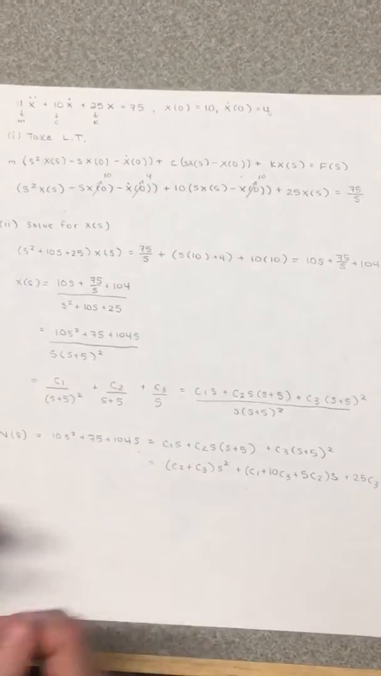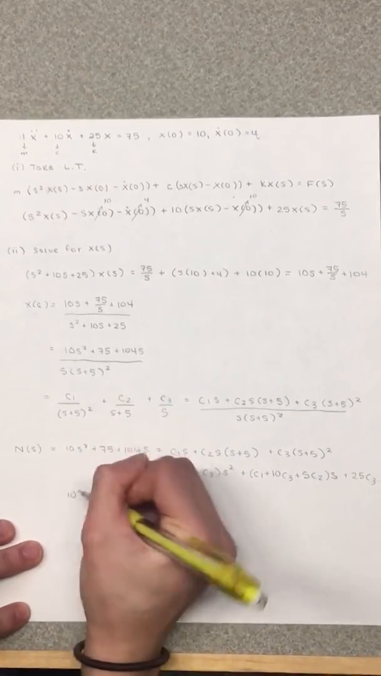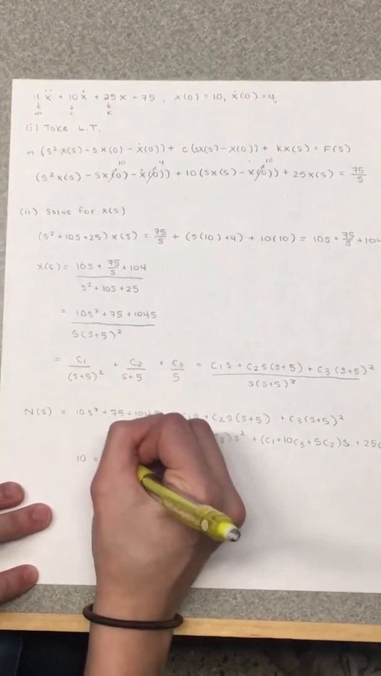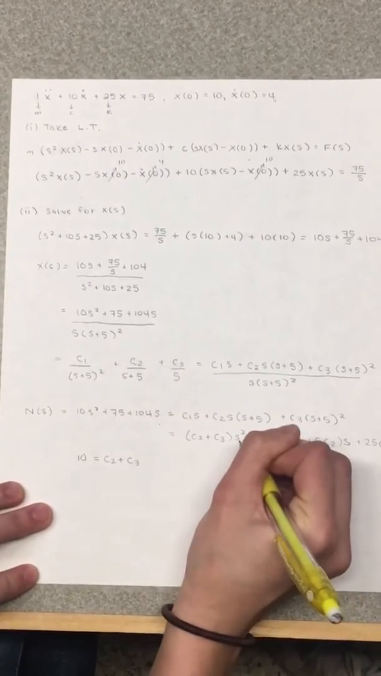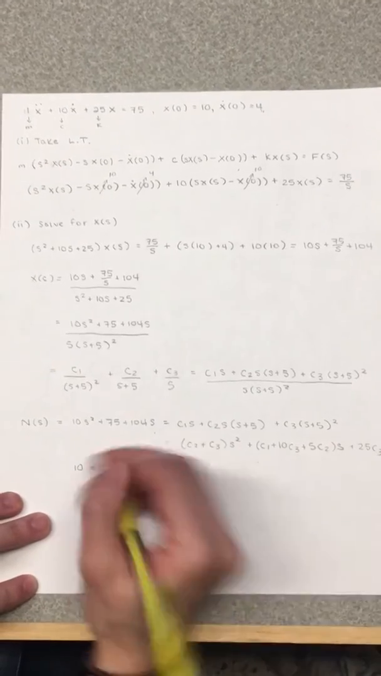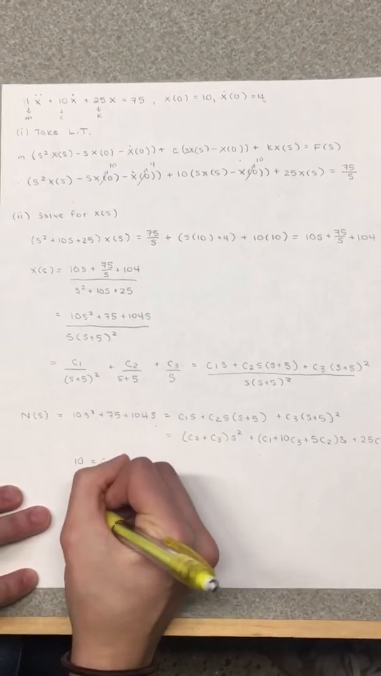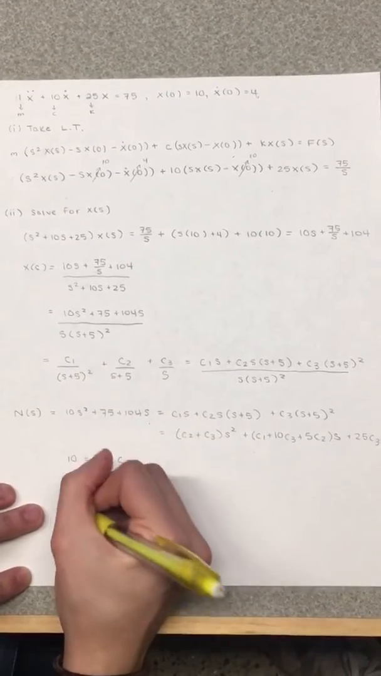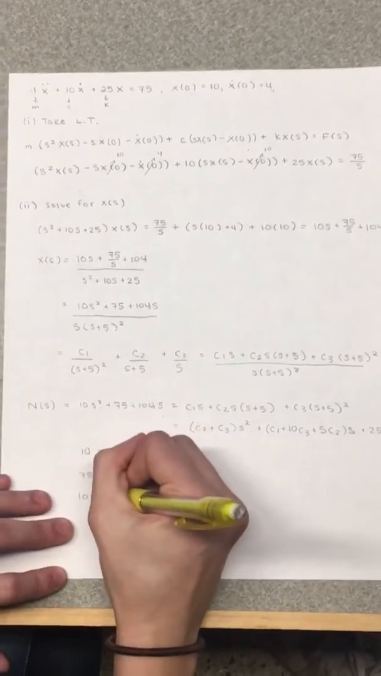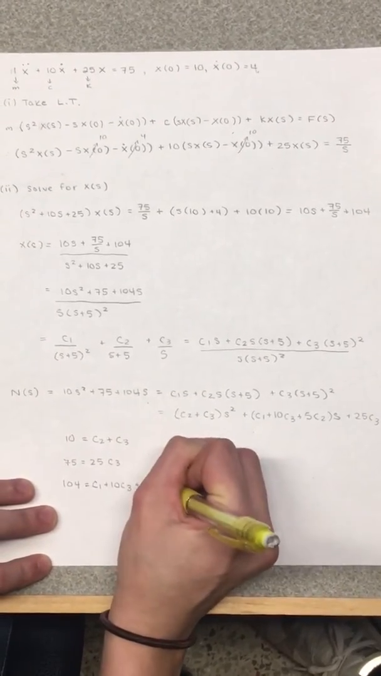So setting our terms equal to solve for our constants, we have 10, which is the coefficient here for s squared, equals c2 plus c3, which is our coefficient for s squared here. The next one, 75 is our constant. We look at our constant terms, so 75 equals 25 c3, and then the last term multiplied by s, you have 104 equals c1 plus 10 c3 plus 5 c2.